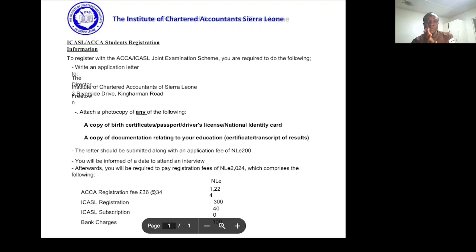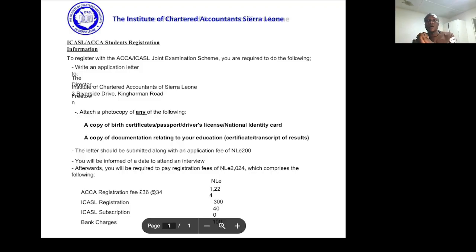Attached with the application letter will be any of the following documents, which is very much important. A document that will provide or show a proof of identification, which can be your birth certificate, your passport, driver's license, or your national ID card. Secondly, you need to provide a proof of your educational background, which can be your certificate, your transcript, or your statement of result, whichever document you are going to use to do your registration process. Also, you are going to submit the application form with your relevant documentations along with the application fee of 200 leones.